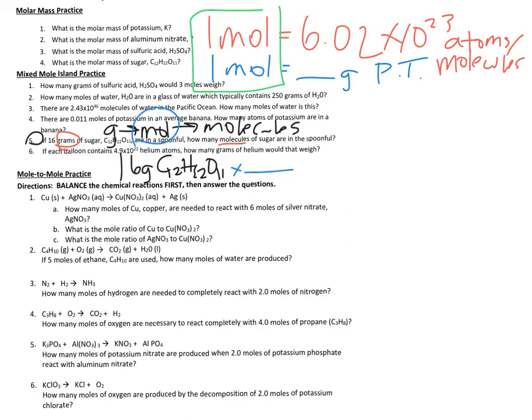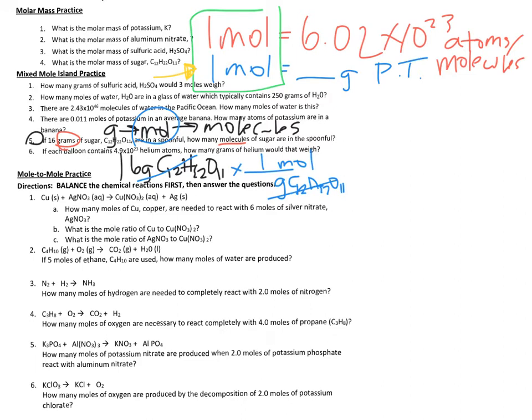So we need to get rid of grams. So we'll put grams on the bottom of C12H22O11, and we're going to put moles on top. That way we get rid of these gram units, right? So, according to our conversion factor up here, 1 mole, so the 1 goes on top with mole, is going to equal whatever grams it says on the periodic table.